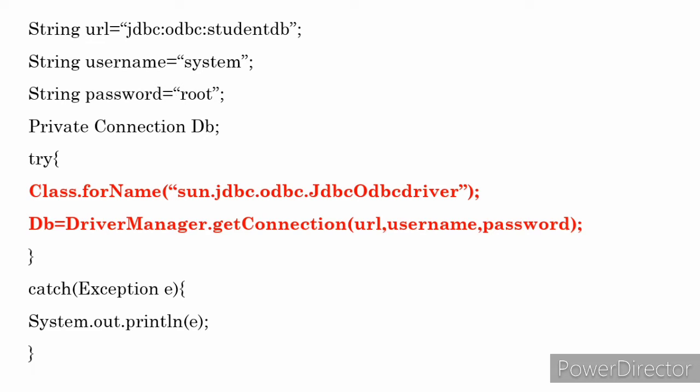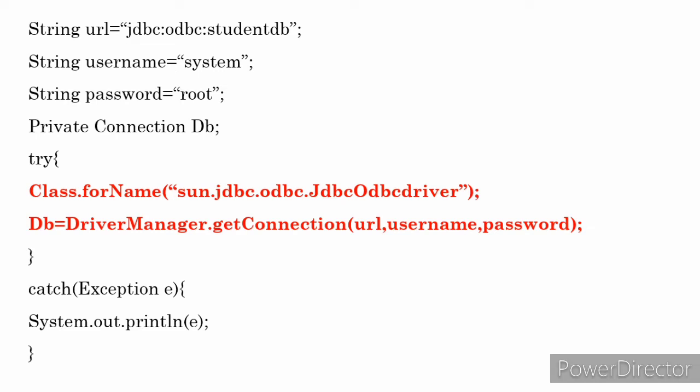And this DriverManager.getConnection method returns the Connection interface. This returns the Connection interface that is used throughout the process to reference the database. This DB is of type Connection object. The Connection is an interface, and this DB is used throughout the program to process the database data.